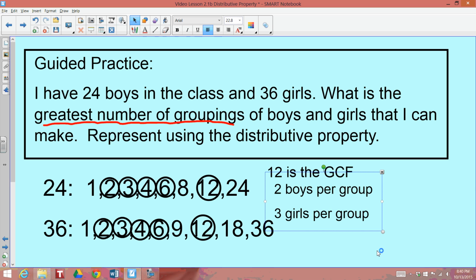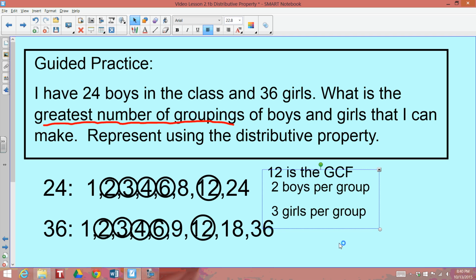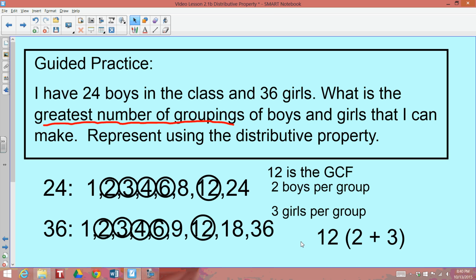How do I write this using the distributive property? Well, I could say that I have 12 groups times the amount of kids in each group. The amount of kids in each group is broken into boys and girls. So there's 2 boys plus 3 girls. So I have 12 times 2 plus 3. And essentially, I could add 2 plus 3 and get 5, and then do 5 times 12, which is 60 children, which is true, because 24 plus 36 is 60.